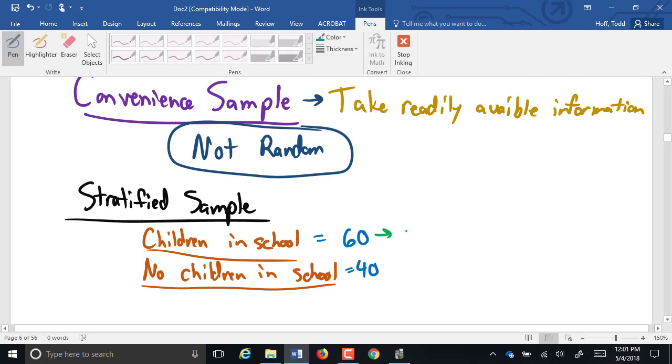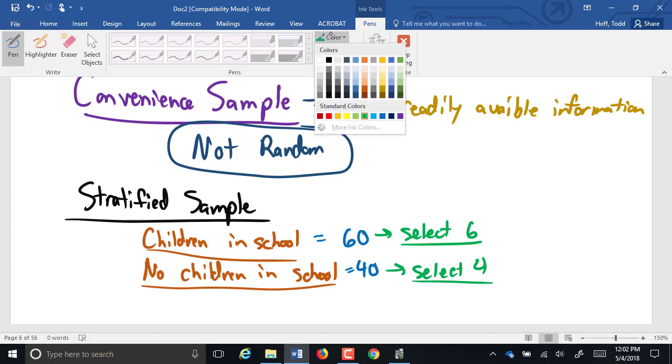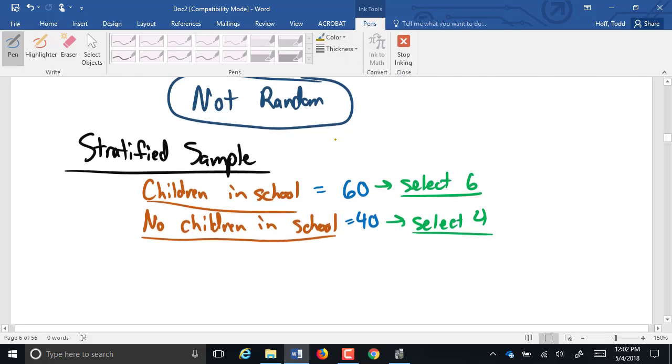So we would select 6 out of the ones that have children in school, and we'd select 4 out of the ones that don't have children in school. We're still getting our sample size of 10 out of our population of 100. Does everybody have an equal chance of being selected? Well, yeah, we chose 1 out of 10 of the people that have children in school. We also chose 1 out of 10 for the people that don't have children in school. So this is random.